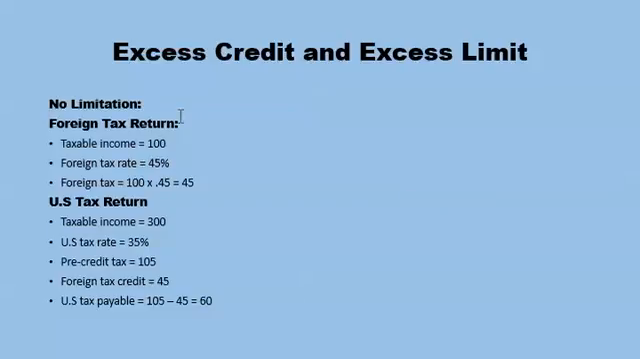Next example, let's take no limitation. So foreign tax return would be taxable income is 100, foreign tax rate is 45%, foreign tax is 100 times 45% equals 45. US tax return would look like this. Taxable income is 300, US tax rate is 35%, pre-credit tax is equal to 105, foreign tax credit is 45. So the balance US tax payable would be 105 minus 45 equals 60.